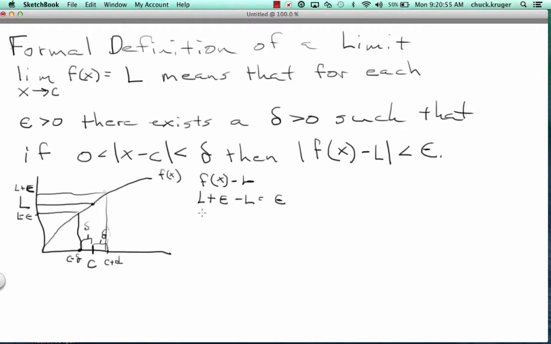And over here, if I did the same type of thing, I could have L minus epsilon minus L, and I would get a negative epsilon. But since I'm talking about distance, I'm going to take the absolute values of those. So in both cases, I get epsilon. Now, I could have an f of x here and f of x here. Well, I'd be within that epsilon. So what I say is the absolute value of f of x minus L is less than some epsilon.